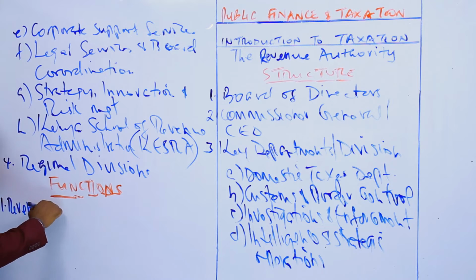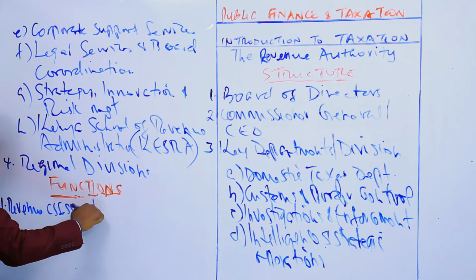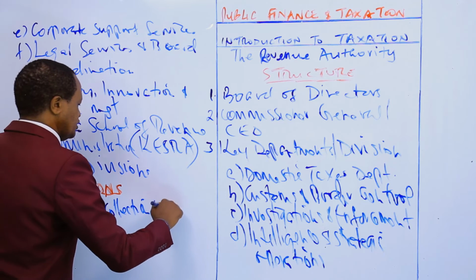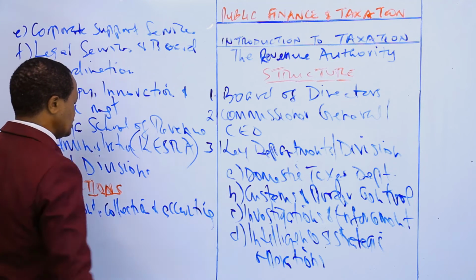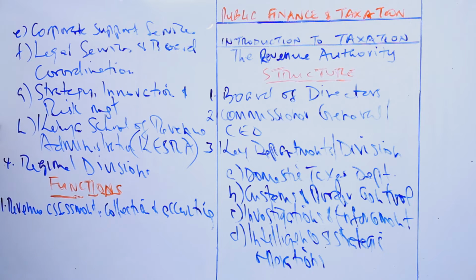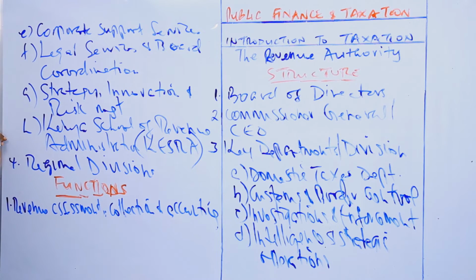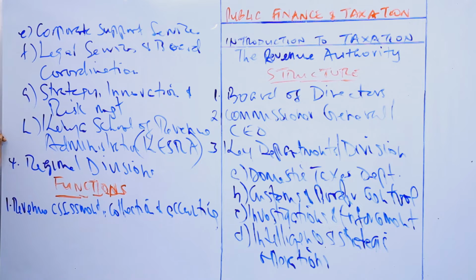Revenue assessment, revenue collection, and revenue accounting is the first core function of the Kenya Revenue Authority. This is the primary mandate, which ensures all revenues due to the government are assessed, are collected, and properly accounted for in accordance with the law.